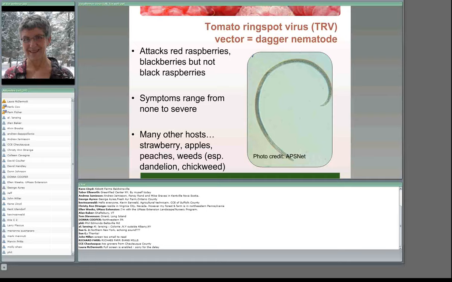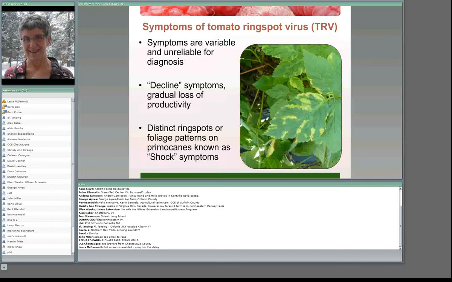I mentioned the symptoms are variable, a little unreliable for diagnosing this virus. It's generally associated with decline, crumbly fruit, a loss in productivity in infected plants. Early in the onset of the disease, you'll see distinct ring spots or foliage patterns on the primocane growth. And these symptoms are known as shock symptoms, and they show up early in the infection or the year after infection, and they may not show up again in infected plants.